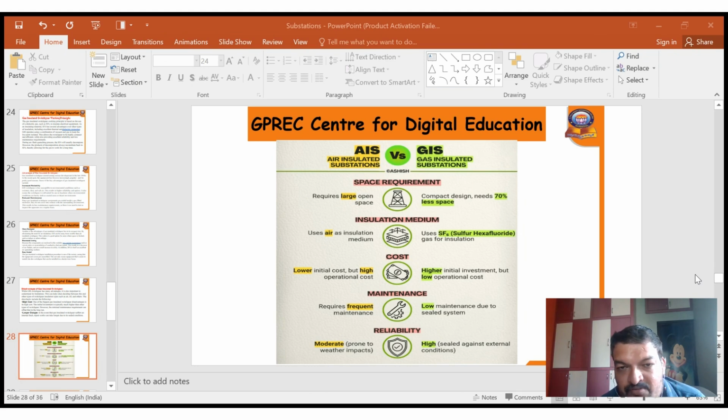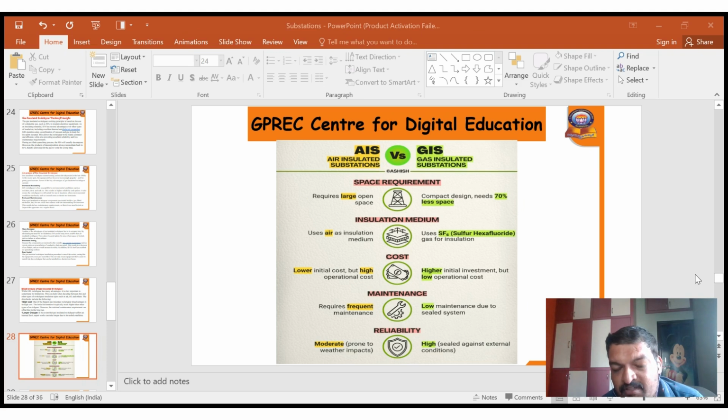Third one is cost. Air insulated substation requires lower initial cost, but it requires high operational cost, which means that for installing any air insulated substation, the initial cost is very less. Why? Because as compared to the gas insulated substation, the gas insulated substation is totally enclosed. So the initial cost is lower for air insulated substation, whereas for gas insulated substation it is very much higher.